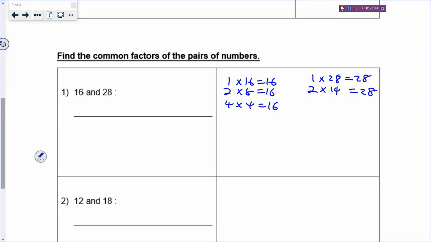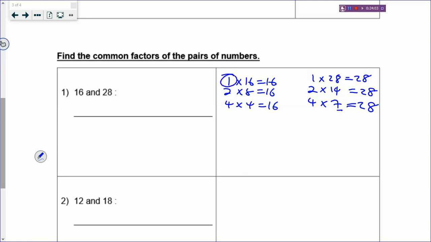3, cannot. Right, 28 divided by 3, you get a remainder. 4 times 7 is 28. 5, cannot. 6 times what? Also cannot. 7, have already. See, there's a factor there already. So we don't need to continue writing any more factors. So we stop.